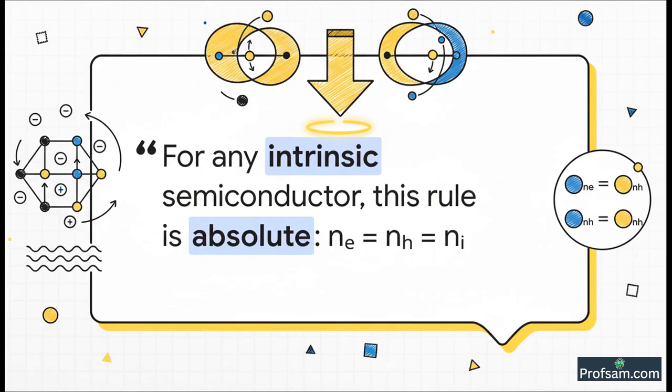And this brings us to the golden rule of intrinsic semiconductors. For any pure semiconductor, the number of free electrons, Ne, is always equal to the number of holes, Nh. And we give this value a special name, Ni, which stands for the intrinsic carrier concentration. This formula is absolutely essential. Make sure you remember it.